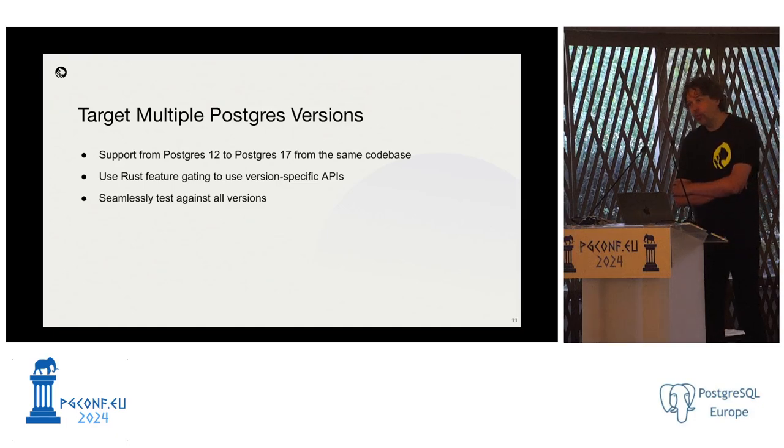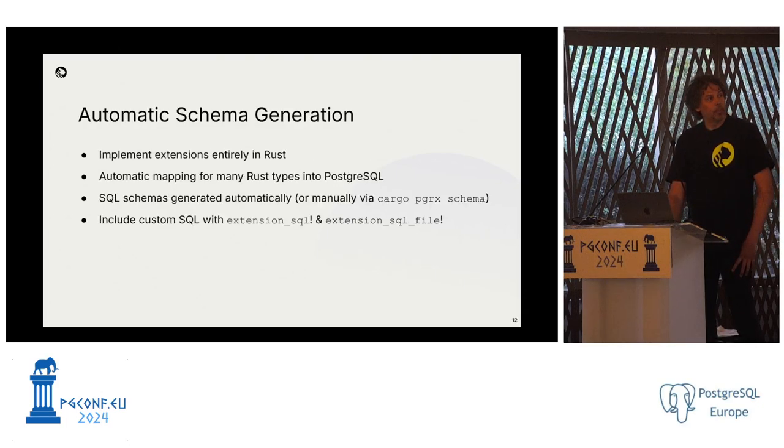It lets you target multiple Postgres versions, which is something that, obviously you can do in C, but it's something you have to do for yourself. So it supports from Postgres 12 through to Postgres 17, all from the same code base. You can use Rust feature gating to target specific APIs. So definitely for 12 and 13, there's a whole bunch of stuff that changed as we moved to the later versions. You can still access those APIs if you want to. And you can seamlessly test against all the versions.